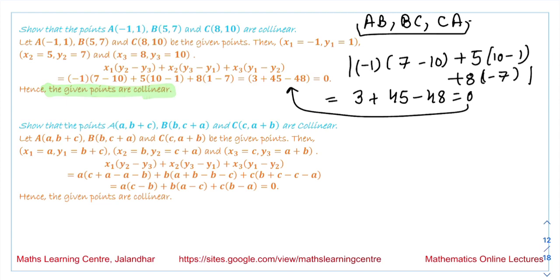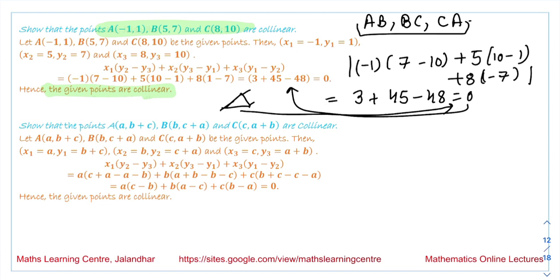Area of these 3 points means the area of the triangle formed by these 3 points. It is not the area of these 3 points we are talking about. We are talking about the area of the triangle formed by these 3 points. If it is 0, it means these 3 points lie in a straight line.